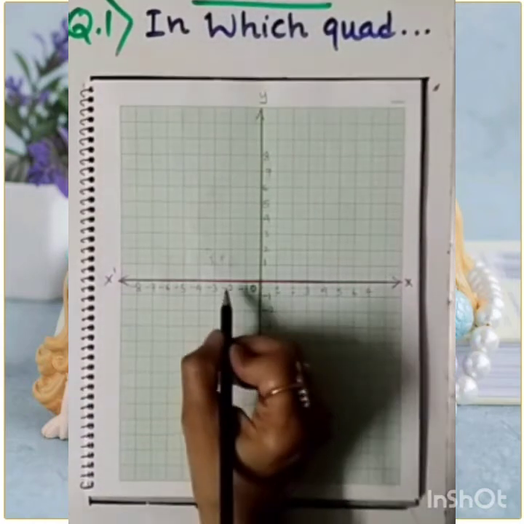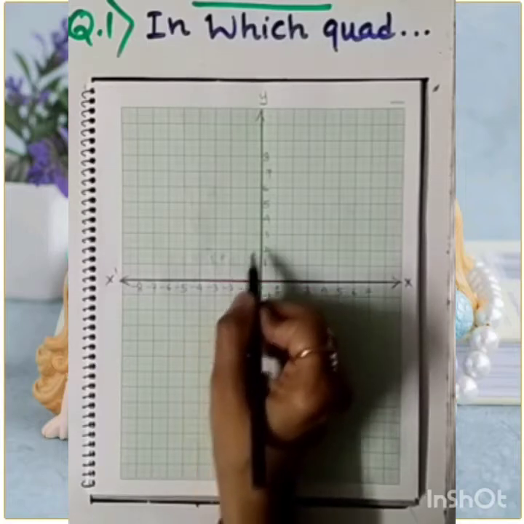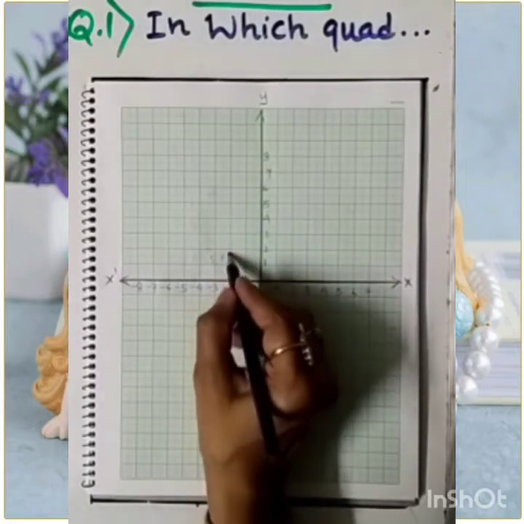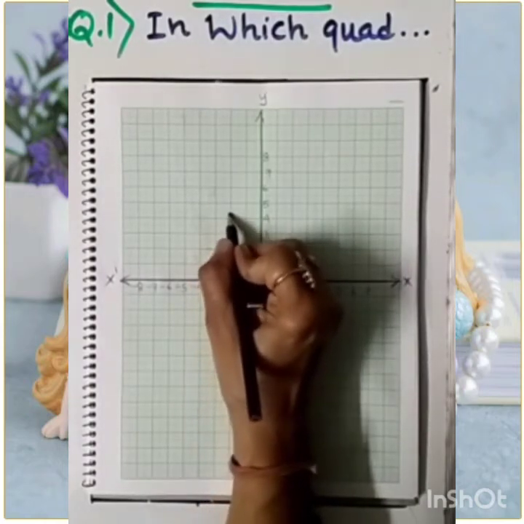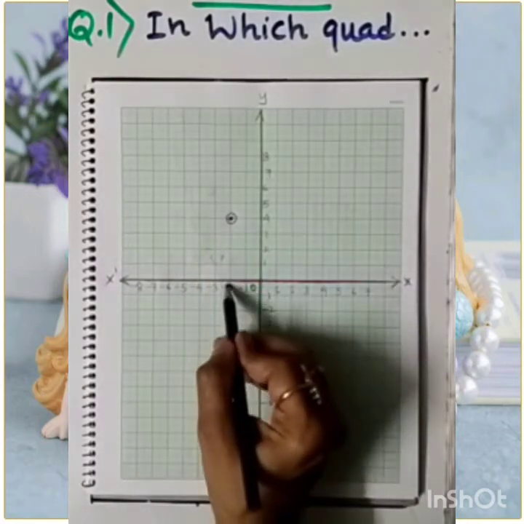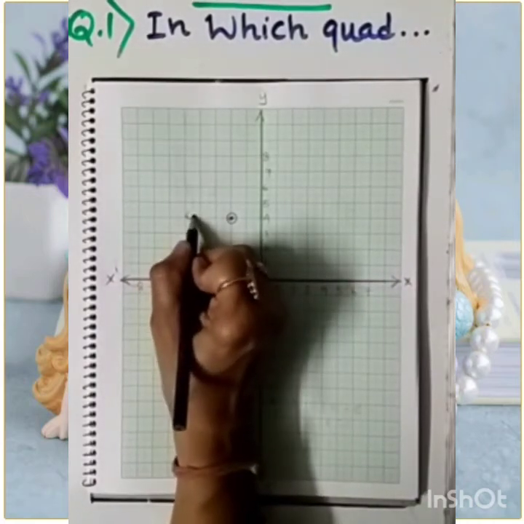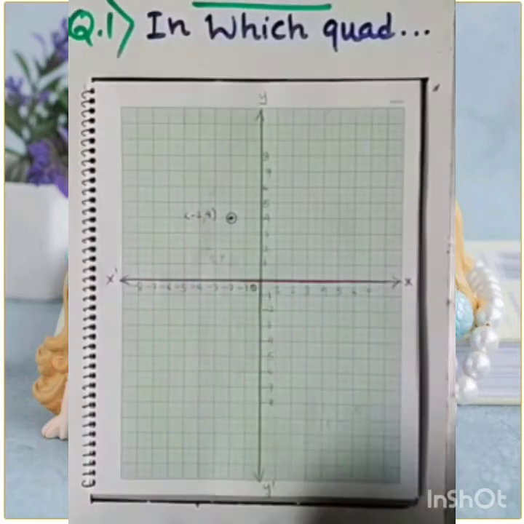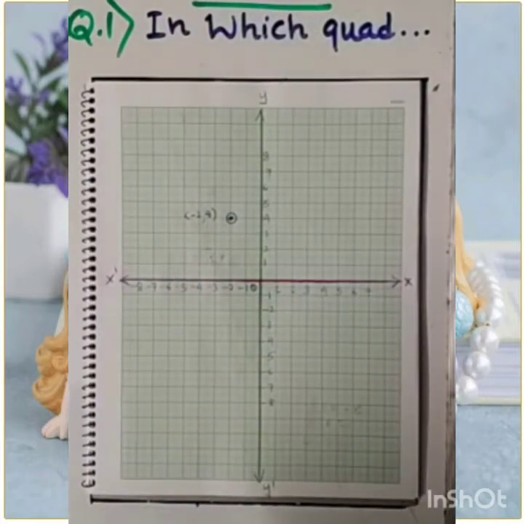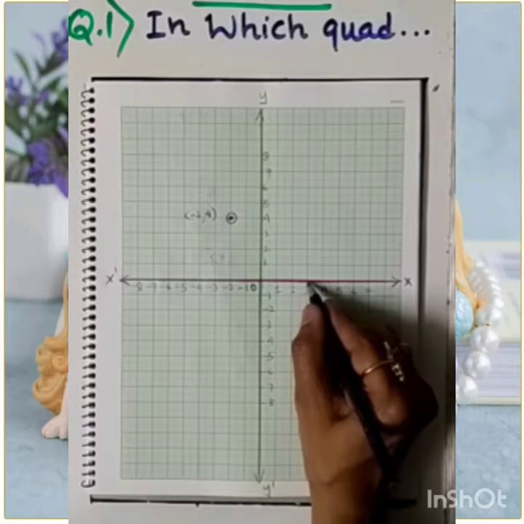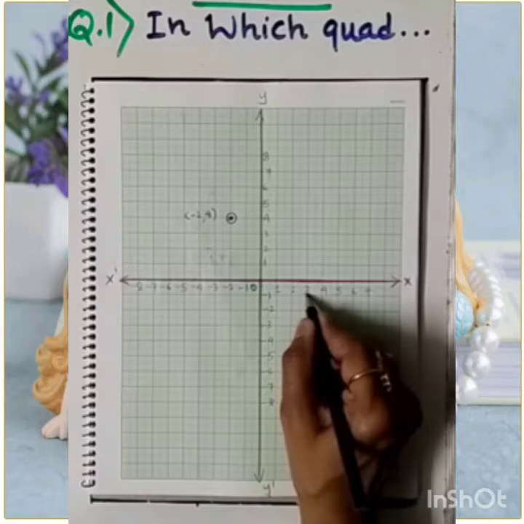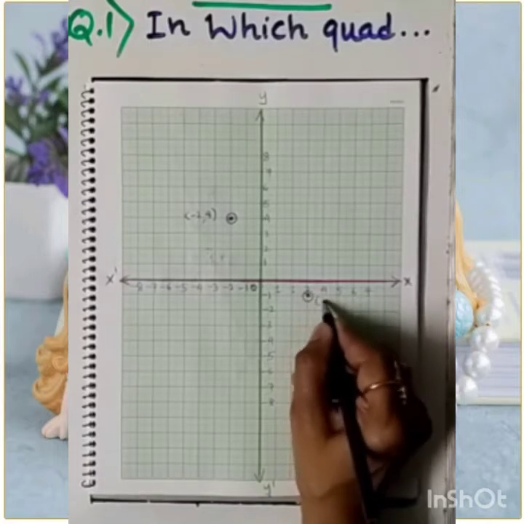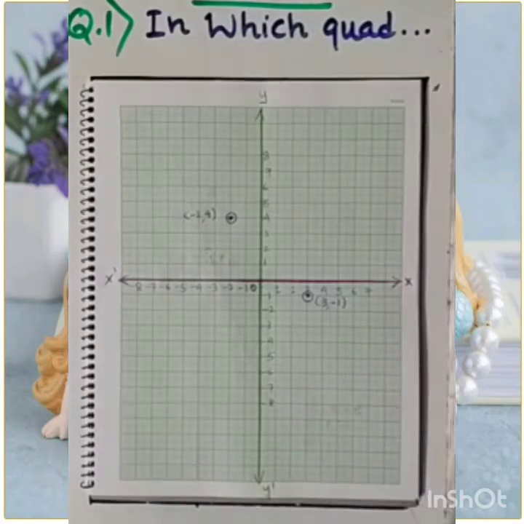Now, the first point we are given is (-2, 4). Fine. -2 on the x-axis and 4 on the y-axis. -2 from here and 4 will be from here. So this point indicates (-2, 4). You can see here, let me locate and mention it: (-2, 4). First point. The second point we are given is (3, -1). Of course, it will lie in the fourth quadrant. 3 is on the x-axis and -1 will be on the y-axis. So it will lie somewhere here. That is (3, -1). Fine.